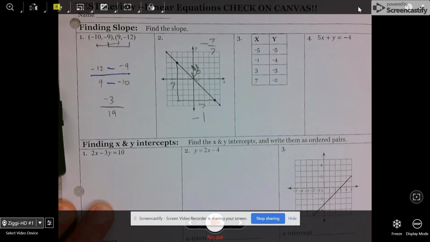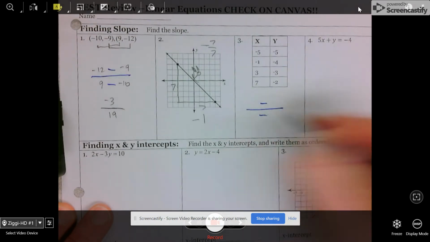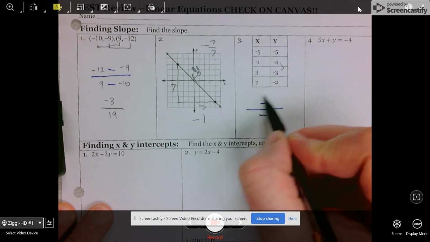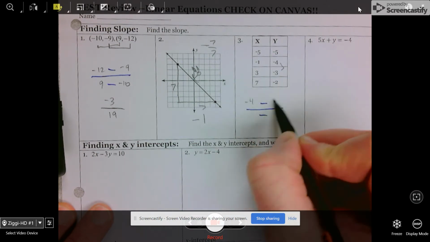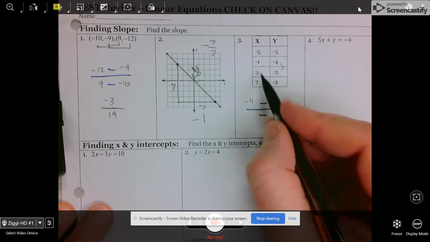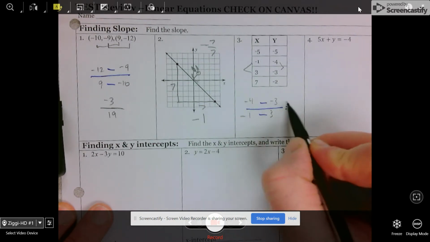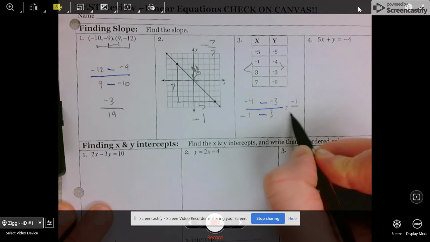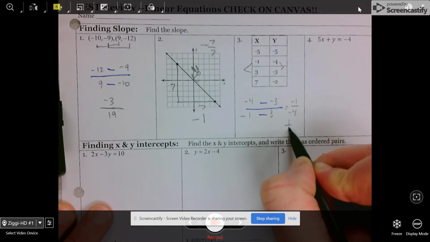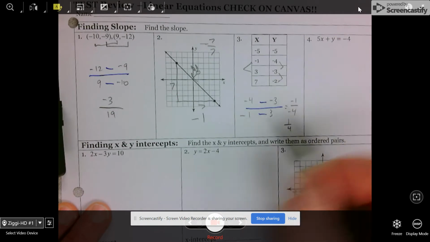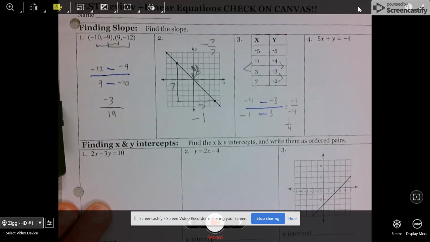Write down your equation. Pick any 2 points. Negative 4 minus negative 3 for the y's. So if you go in that order, negative 1 minus 3, that gives me negative 1 over negative 4, which is 1/4. Double check, pick another 2 points. Go again, see if you get the same result.